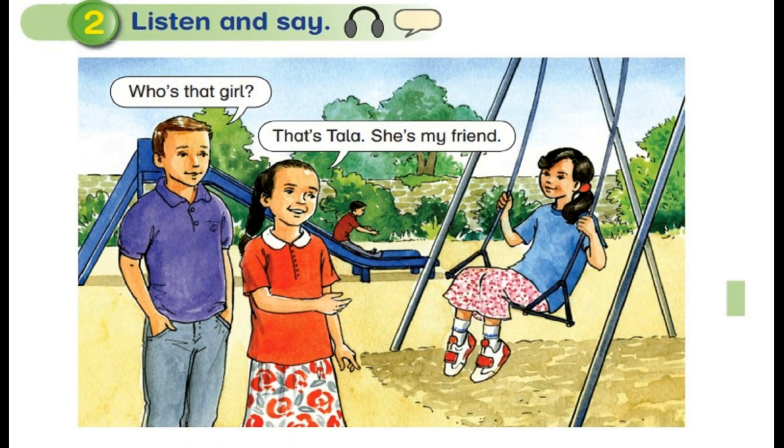Listen and say. Who's that girl? That's Tala. She's my friend. How old is she? She's 8. Who's that boy? That's Sammy. He's my friend. How old is he? He's 8.